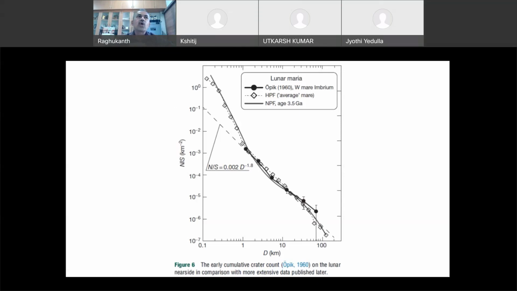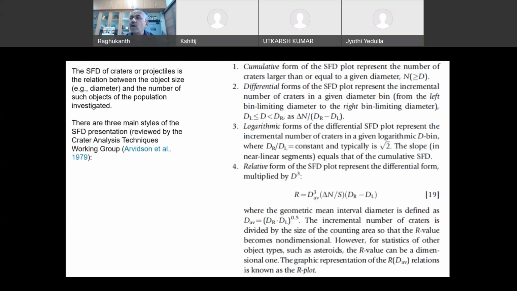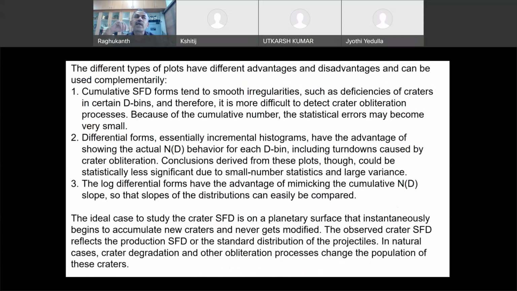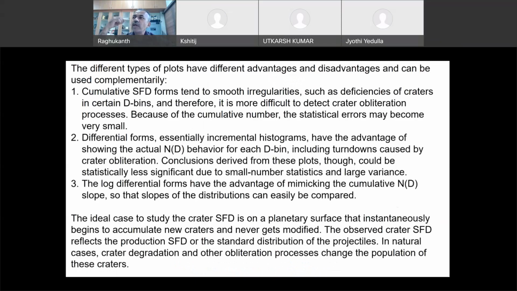Okay. So the advantage is, as I already showed you, you can plot in cumulative, differential, or logarithmic form. So many varieties of ways are there, and they have their own pros and cons. Cumulative means this type of graph, because cumulative is something like an integral. When you integrate some quantity, it will definitely be smooth. No irregularities, deficiency, bin size, and all those problems will be there. But the only problem is if there is any error, because you are integrating, the error becomes very small actually. Okay, so this is one thing.